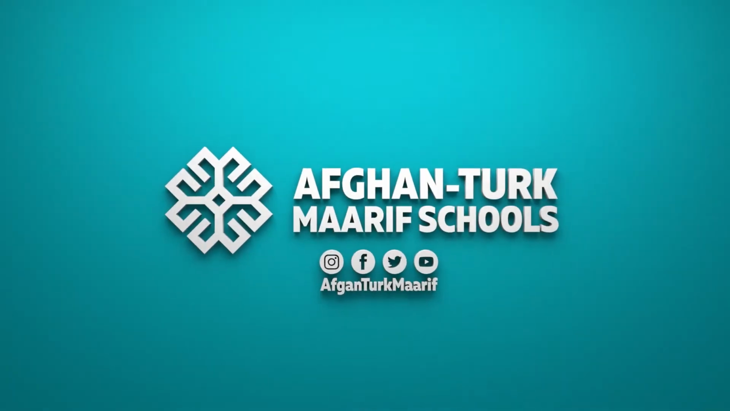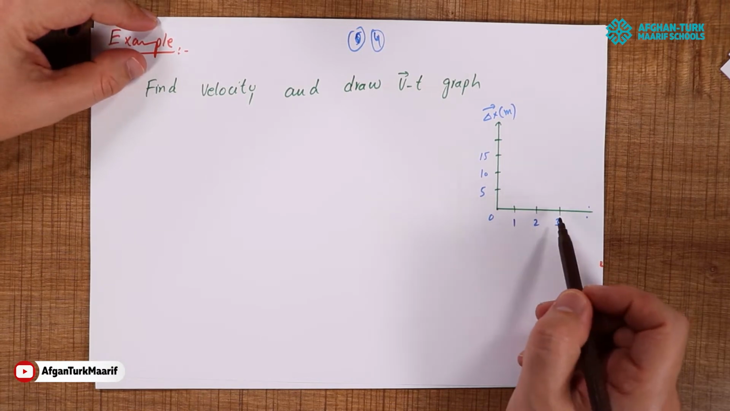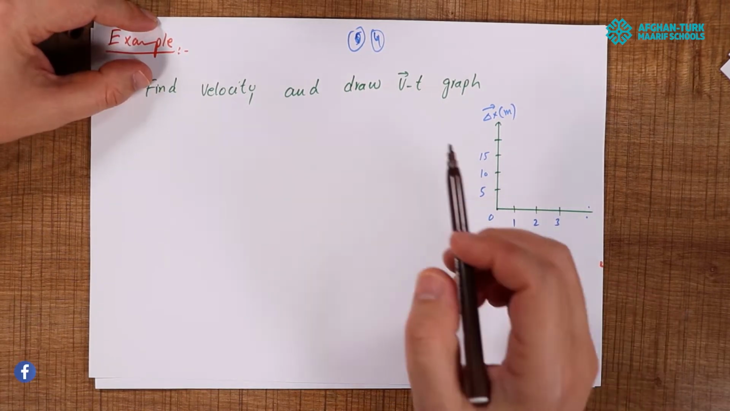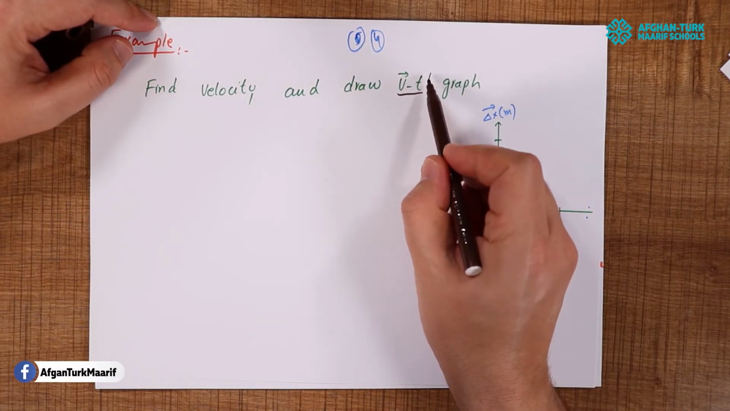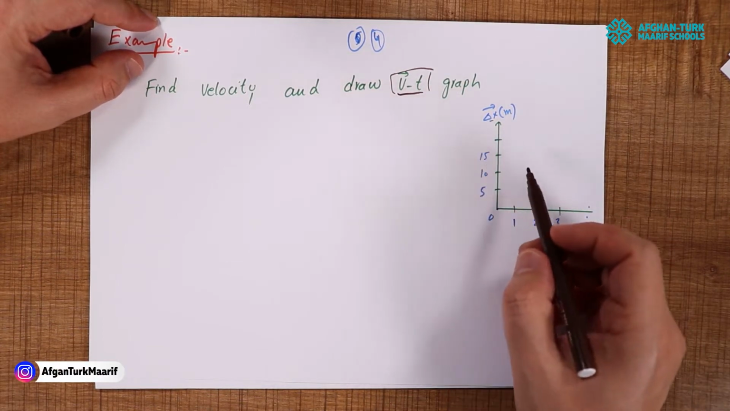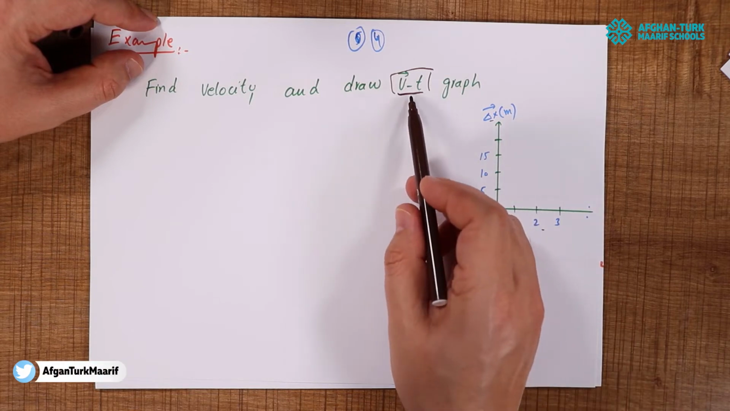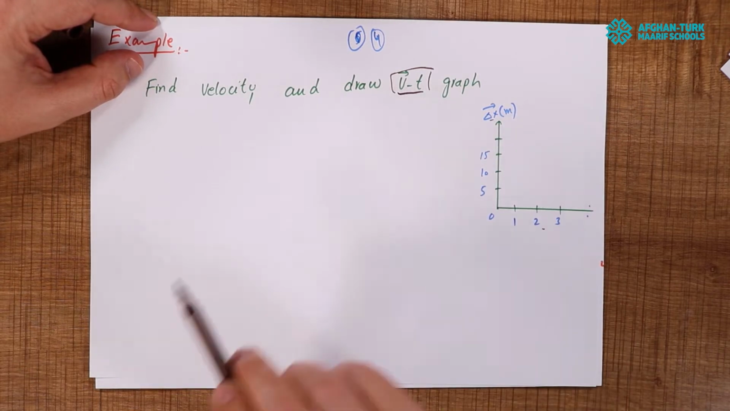Okay, let's see another example. Here is a graph, and they say find the VT graph. The displacement time graph is given. So first we find the velocity from this graph, and then we draw the VT graph or velocity time graph.